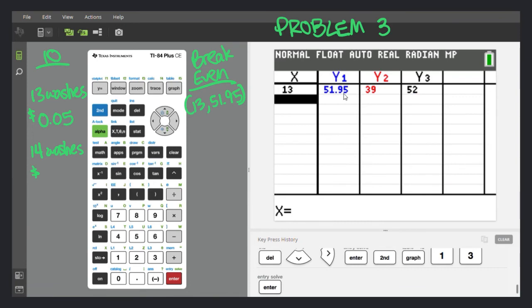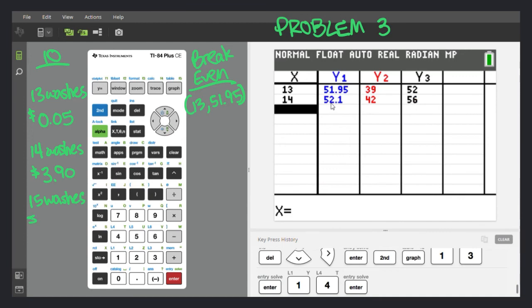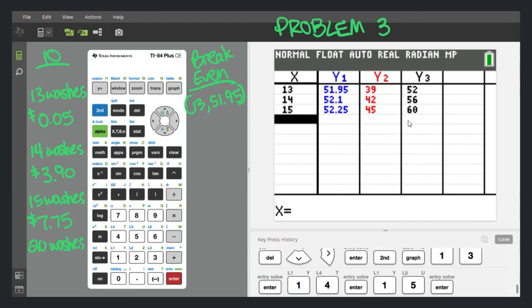Okay, now there's a quicker way to do this, which is basically what's being set up for you. And we'll do that quicker on the next part of the video. Okay, so that's 5 cents. Let's do 14 washes. So now at $4, we do 56 minus 52.1. So $3.90. Let's do 15 washes. So 60 minus 52.25, $7.75. And then 20 dog washes.